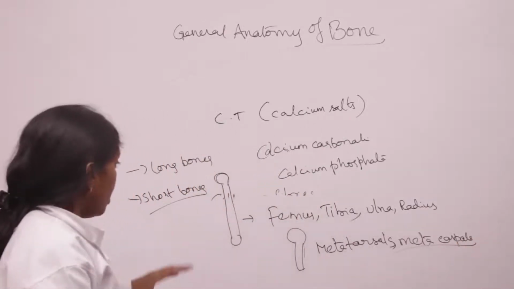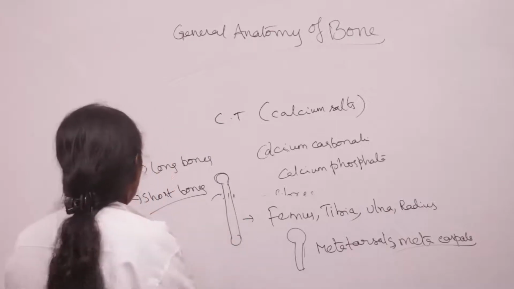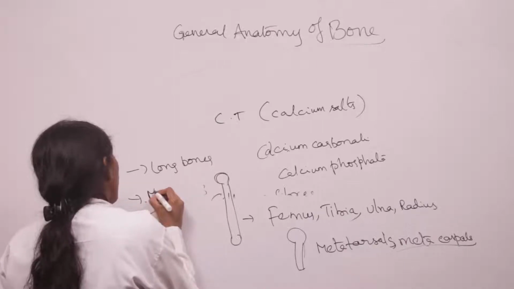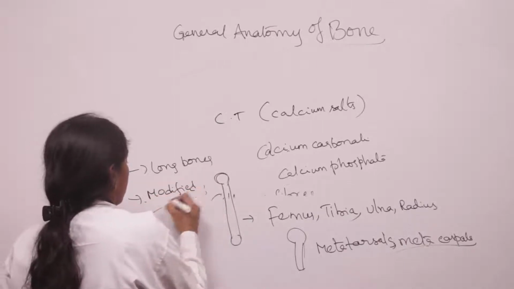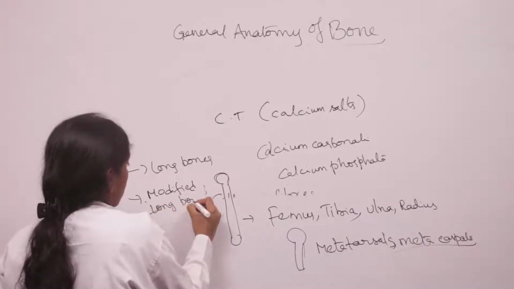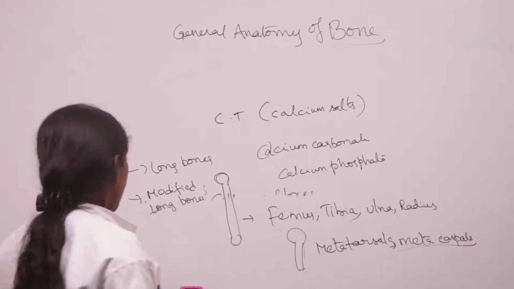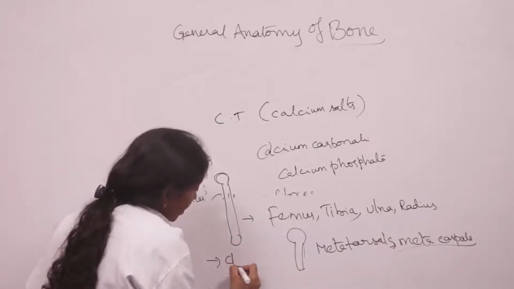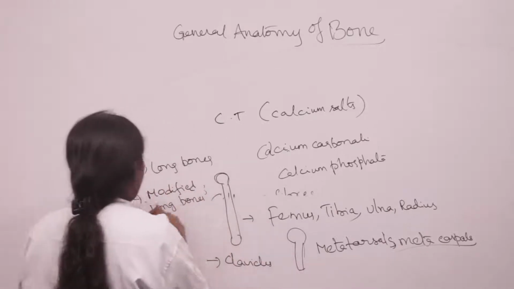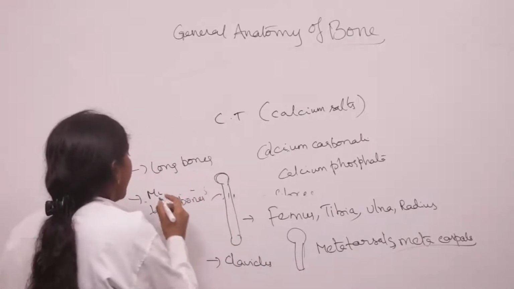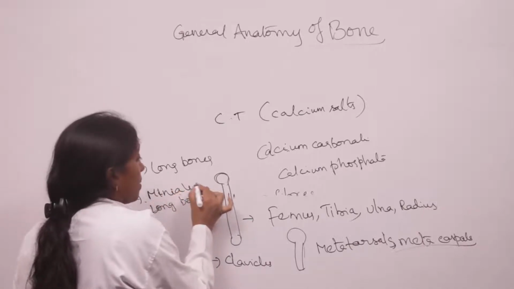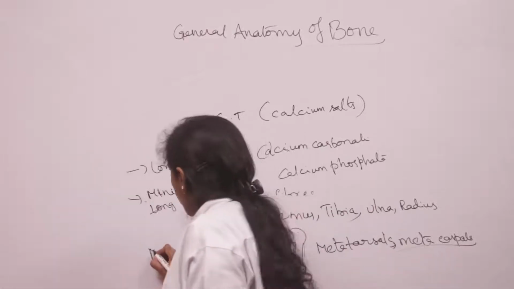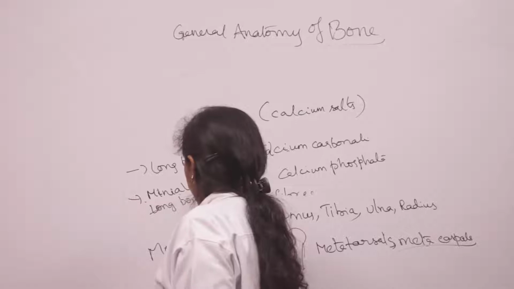Among the long bones we have modified long bones. The metatarsals and metacarpals are the miniature long bones, and the clavicle is a modified long bone.